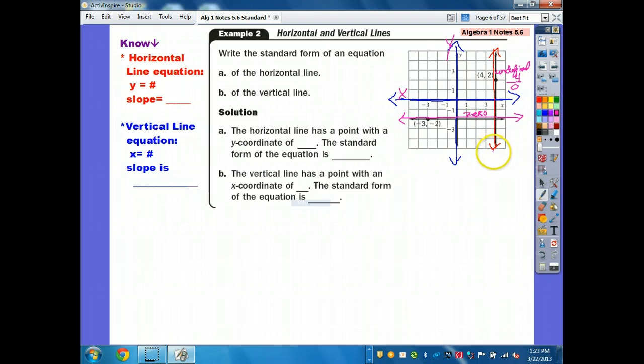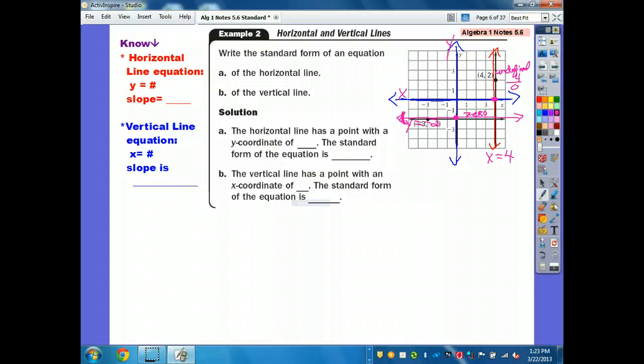So let's write the equation for this one. What will it be? X or y equals? X equals. Does it go through the x at 4? How about this one? Oops, I'm on the wrong one. This one here. X or y equals? Y equals. Does it go through the y at -2?